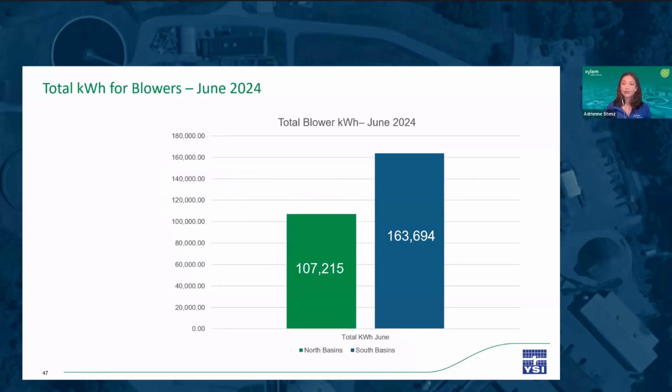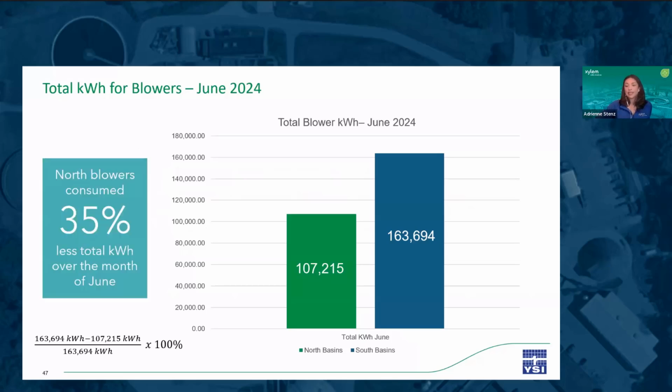This is the total kilowatt hours consumed by the North and South basins for the month of June 2024. The North basins consumed around 110,000 kilowatt hours, while the South basins consumed almost 165,000 kilowatt hours. To calculate how much less energy the North basins consumed for the month, we can take this difference in totals between the 2 trains and divide it by the total consumed for the South to find that the North Basins consumed approximately 35% less kilowatt hours of blower energy than the South Basins for the month of June.